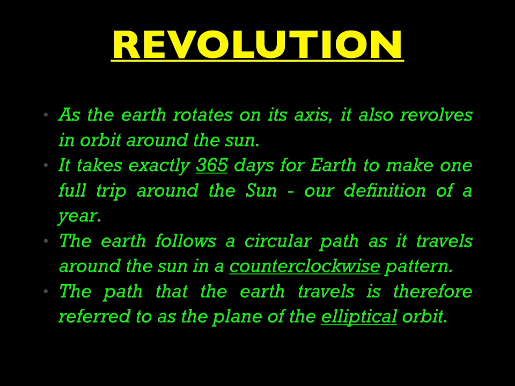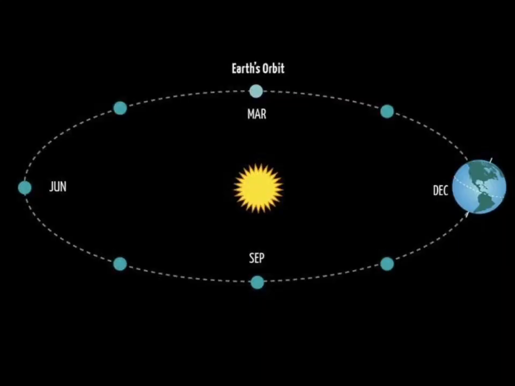As the earth rotates on its axis, it also revolves in orbit around the sun. It takes exactly 365 days for earth to make one full trip around the sun. That is our definition of a year. The earth follows a circular path as it travels around the sun in a counterclockwise pattern. This path is therefore referred to as the plane of elliptical orbit, because the earth revolves around the sun in an elliptical orbit. So let's understand this revolution from this diagram.